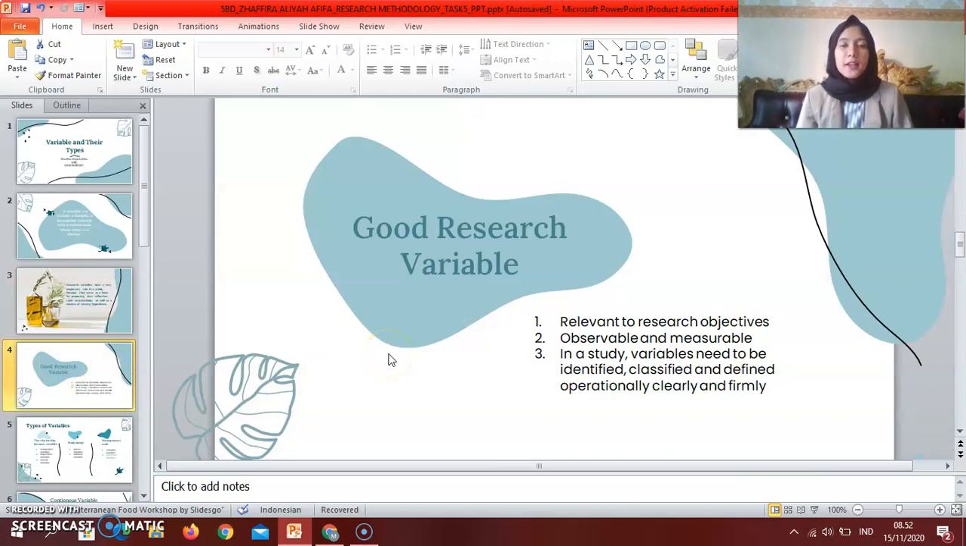A good research variable has several requirements. First is relevant to research objectives. Second is observable and measurable. Third is, in a study, variables need to be identified, classified, and defined operationally, clearly and firmly. These requirements are needed to avoid errors in data collection and processing in hypothesis testing.